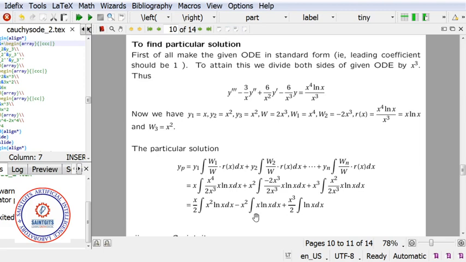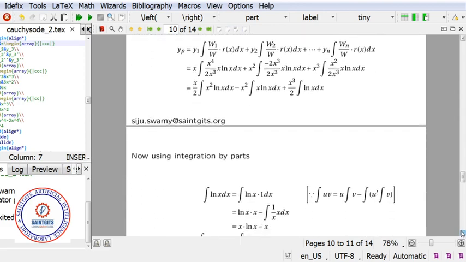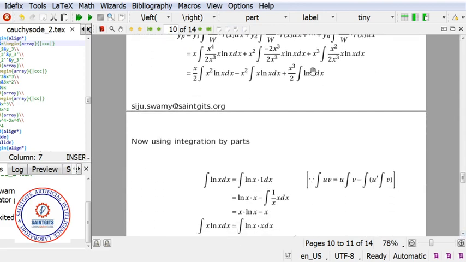So x square into integral. Here we have an x into ln of x dx plus x square by 2 into integral ln of x dx. The next step is just evaluate these 3 integrals. First of all, we have to evaluate this integral ln of x, then integral x into ln of x, then integral x square into ln of x.